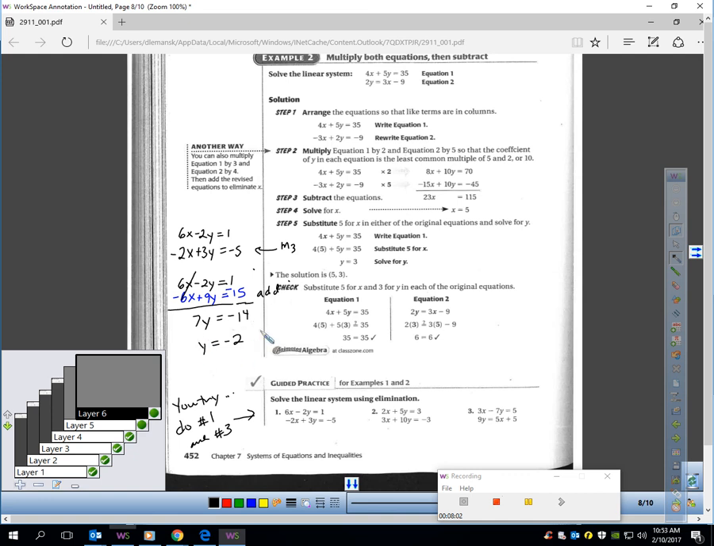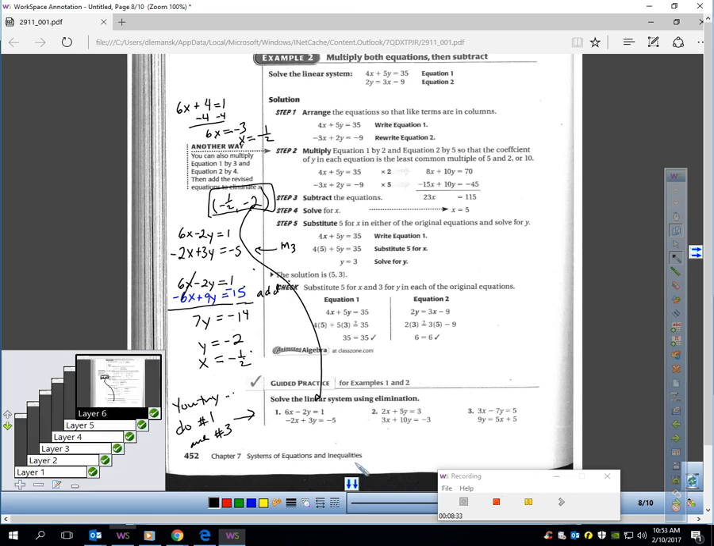I divided each side by 7. Y was negative 2. I took negative 2 for y, and I went to the first equation and plugged it in, which gives me 6x plus 4 equals 1. I subtracted 4. 6x is negative 3. I divided by 6. X was negative half. And I checked it in the other equation, and it did work. So negative half, negative 2 is the solution to question 1.